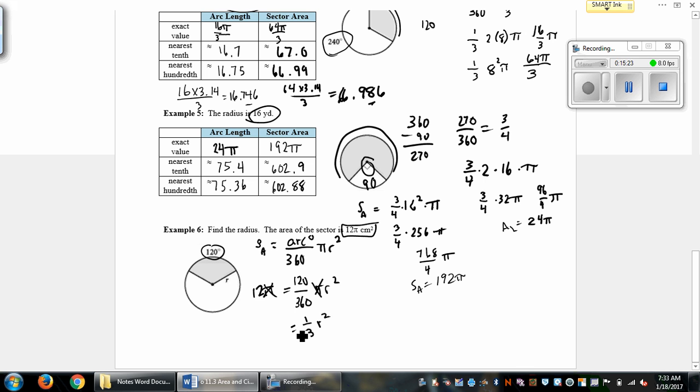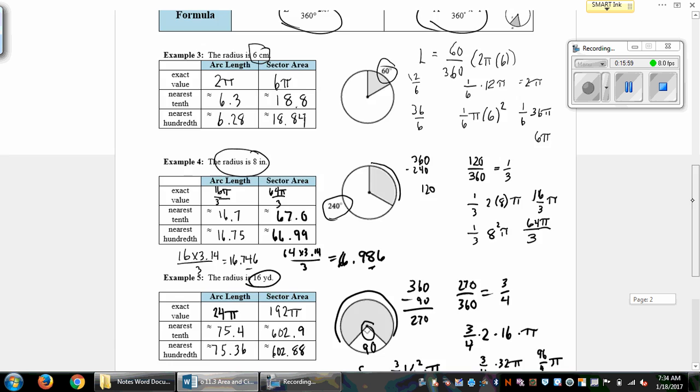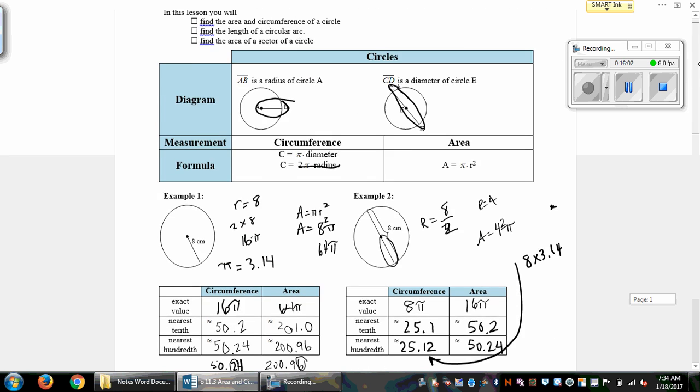R squared is 12. In order to solve for r, we need to get rid of the fraction, so we'd multiply by 3 over 1, the reciprocal. So 3 times 12 is 36. That equals r squared. And to get rid of r squared, we take the square root. Normally we get plus or minus 6, but since our radius can't be negative, our answer has to be 6. So 6 centimeters for our radius. And that concludes the notes on finding arc lengths and sector area.